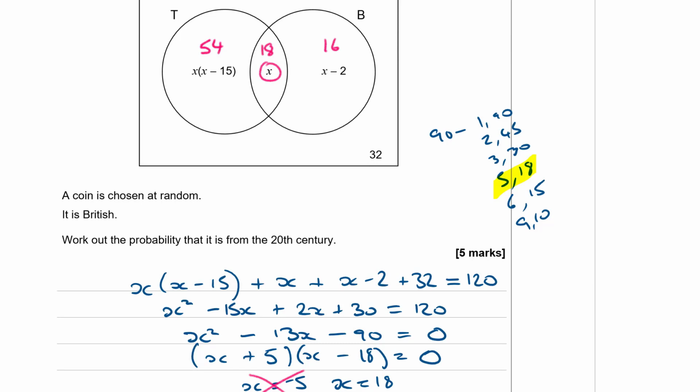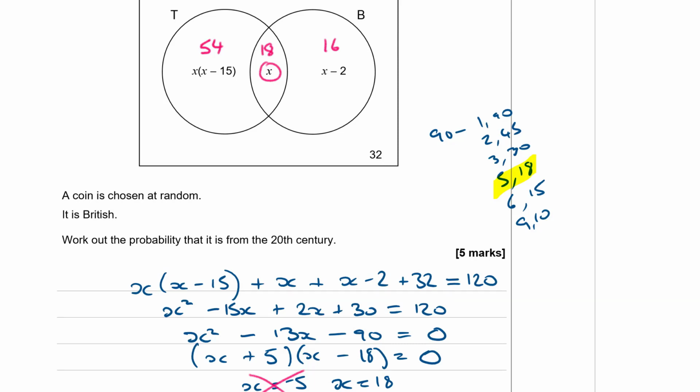I think it's worth at this point just double checking and adding up all your regions and double checking they add up to 120. 54 plus 18 plus 16 plus 32, that adds up to 120. Okay, any little checks that you can do for yourself along the way means that you're not going to get any surprises when the marks come back from the test.